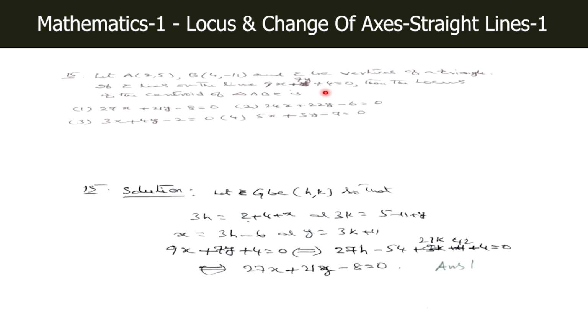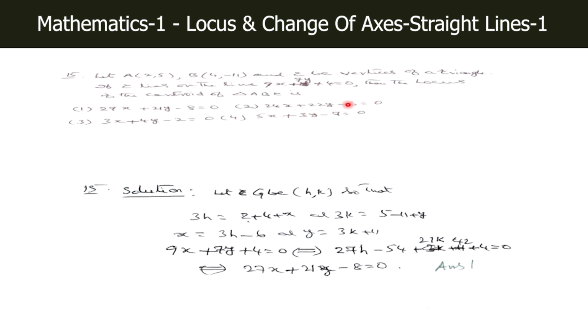A (2, 5), B (4, minus 11) and C are vertices of a triangle. If C lies on the line x plus 7y plus 4 equal to 0, then the locus of the centroid of triangle ABC is: 1) 27x plus 21y minus 8 equal to 0, 2) 24x minus 2 plus 22y minus 6 equal to 0, 3) 3x plus 4y minus 2 equal to 0, and 4) 5x plus 3y minus 7 equal to 0.